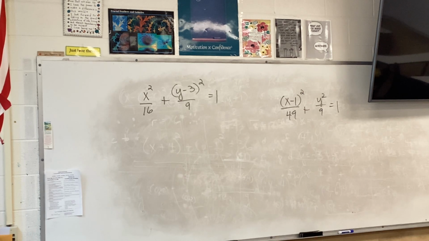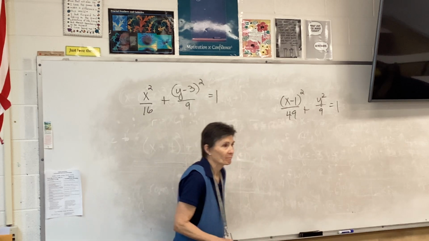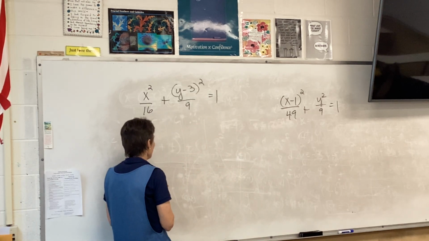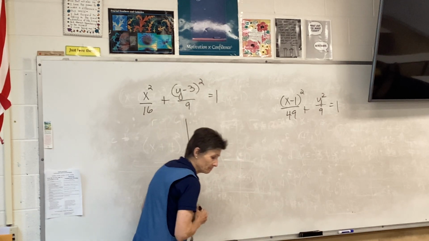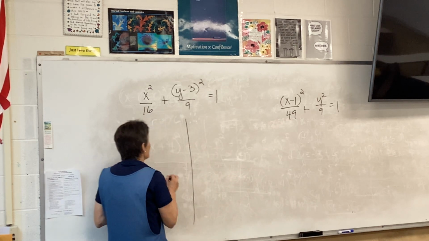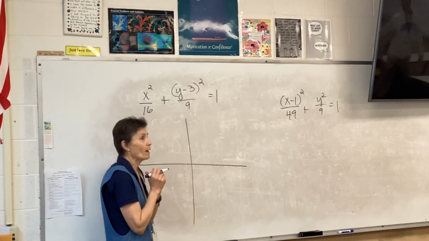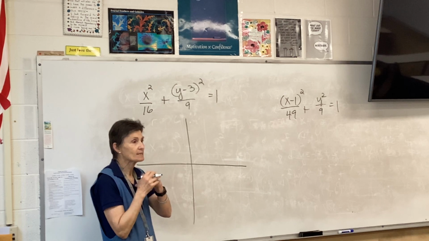Okay, so the ellipse, as we have noted, starts out really simple. You should be able to look up here at this equation. This is problem 1D in 8.2. You should be able to look at this and tell me where the center is. Where is the center?